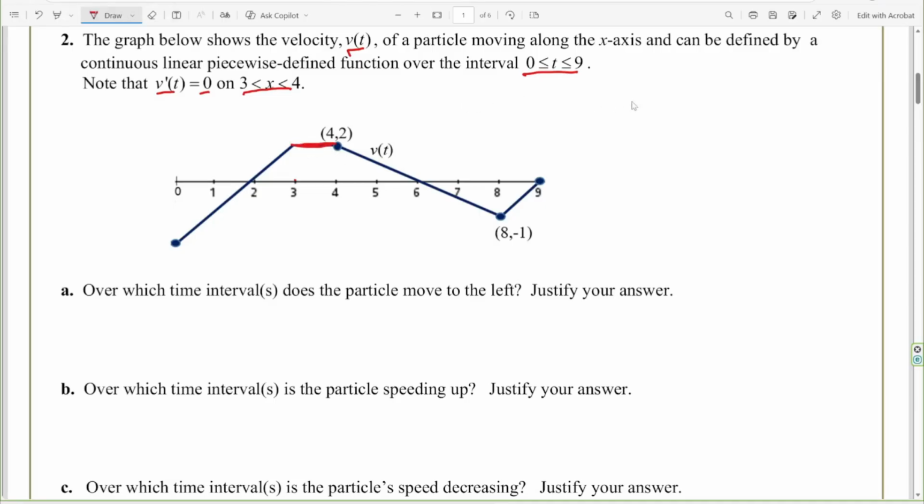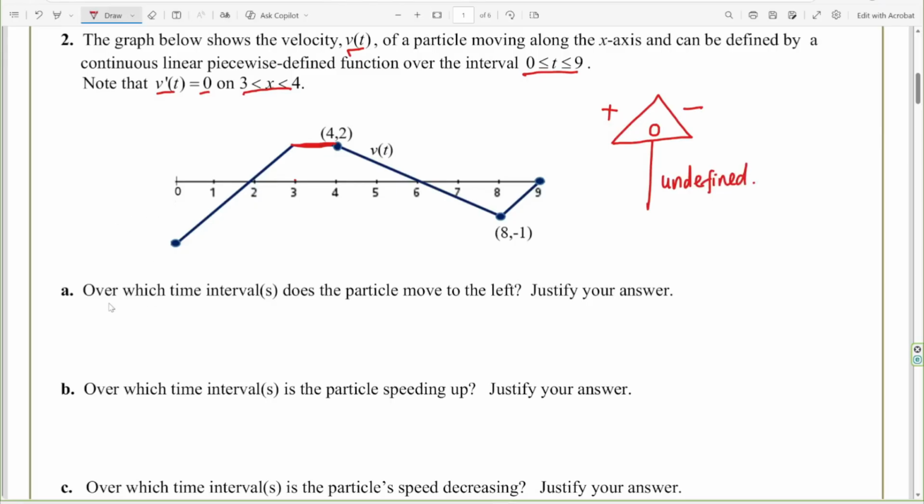Right? Remember, we have the Christmas tree trick. If the line is going this way, the slope is positive. If the line is going this way, the slope is negative. If the line is horizontal, the slope is 0. If the line is vertical, the slope is undefined. Alright, so we go back over here.